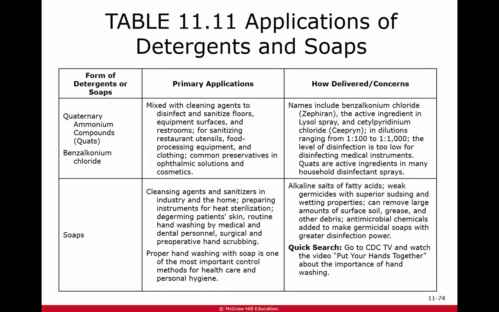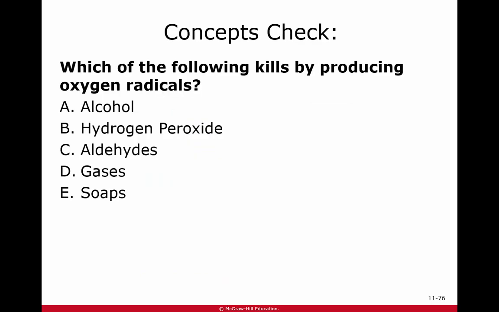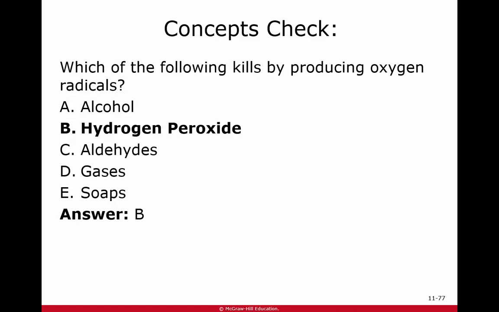Again, here's the table that talks about how it's delivered and what some of the applications are. Clearly you wash up, scrub up before going into surgery or going into a procedure. All right, so let's see how we do on this one. Which of the following kills by producing oxygen radicals? Oxygen gas, oxygen radicals. And hopefully you said hydrogen peroxide.